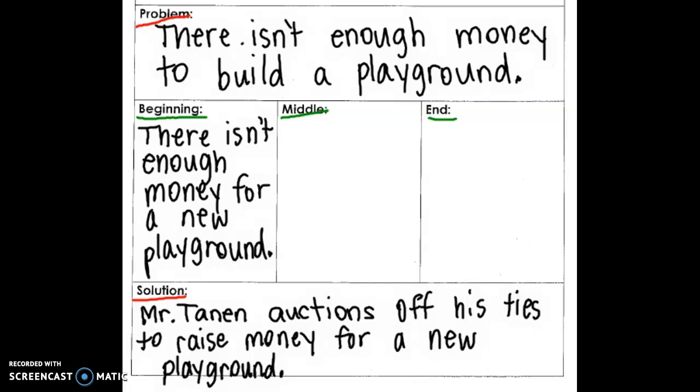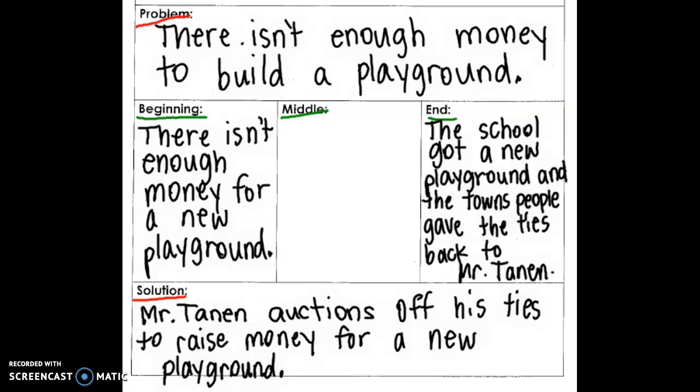What happened in the middle and the end of the story? So sometimes it's kind of a good idea to think of what was the big thing that happened at the end of the story. So at the end of the story, we know that the big exciting thing that happened in the story is that the school got a new playground and that all the people gathered together and they gave Mr. Tannen his ties back. So that's our big end of the story. So at the end of the story, the school got a new playground, like we said, and the townspeople gave the ties back to Mr.